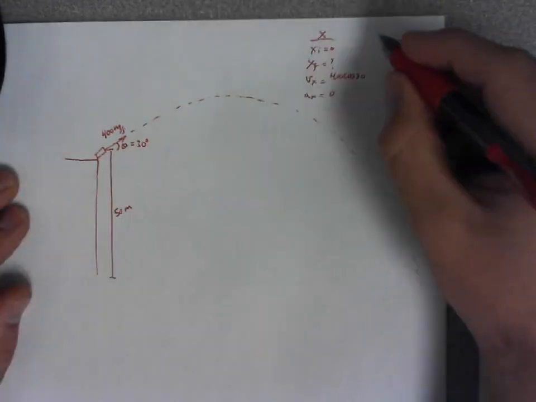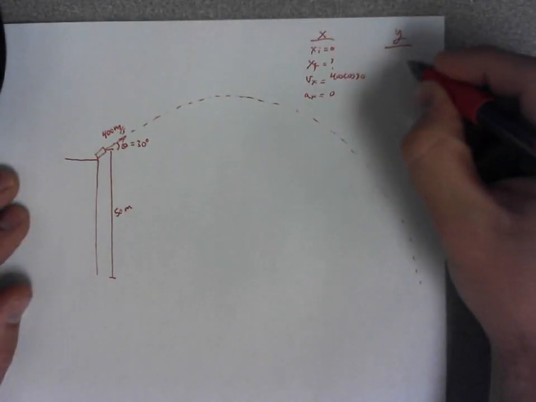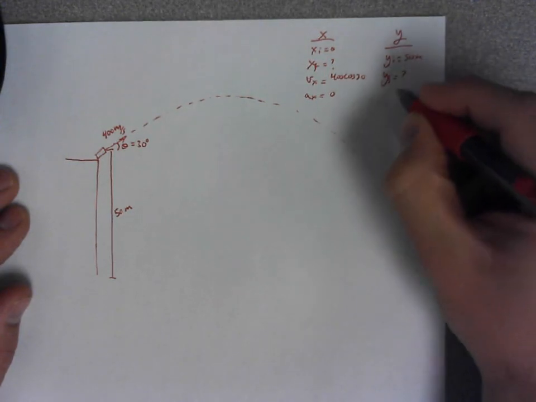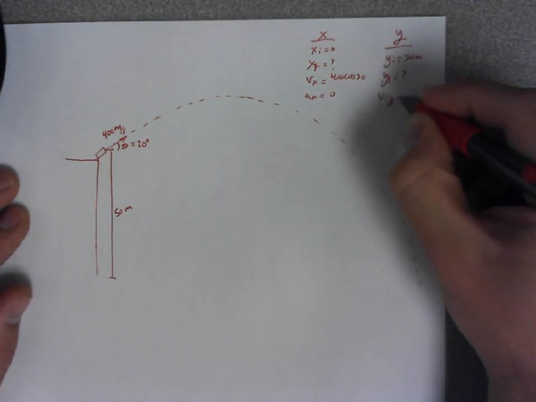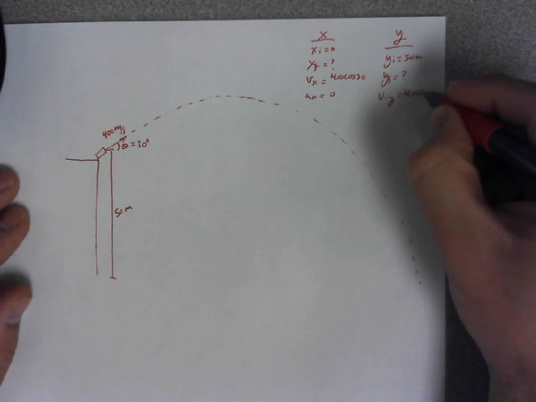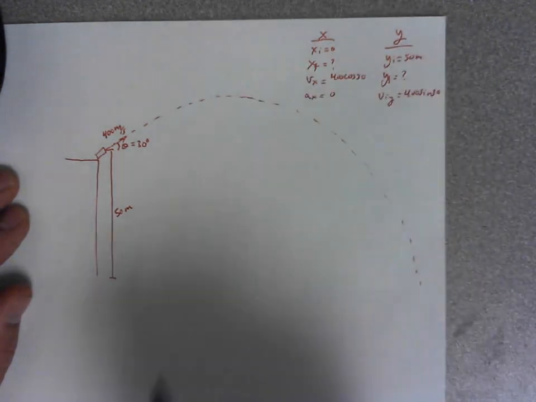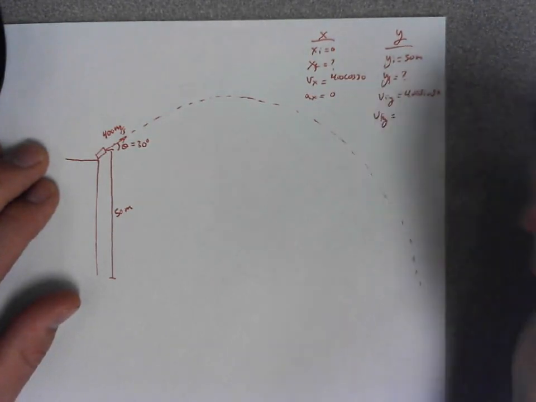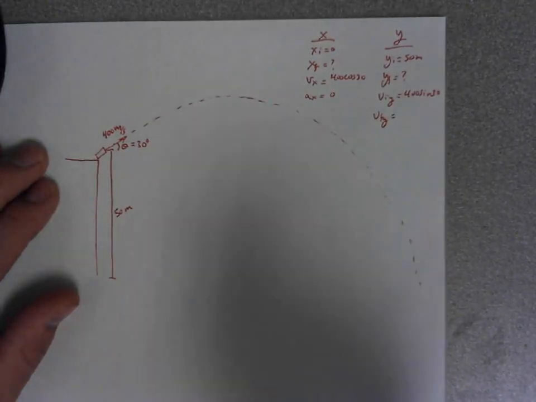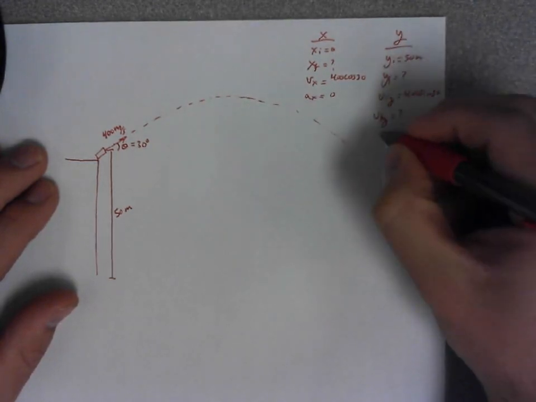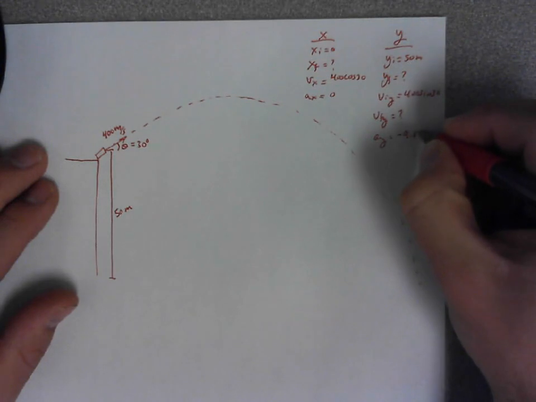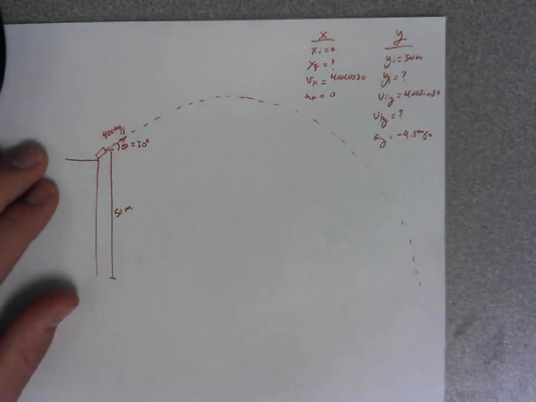My y givens, I'm going to start us off 50 meters up. I don't know what my y final is. My V initial y is going to be 400 sine 30. And my V final y, once again, I don't really know. And then my Ay is going to be negative 9.8 meters per second squared.